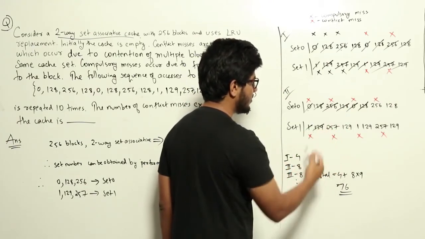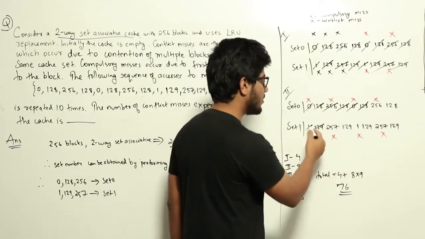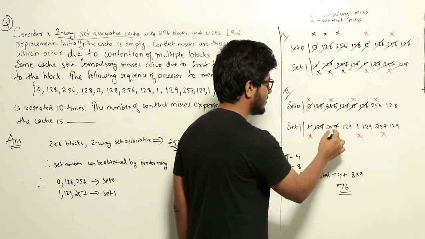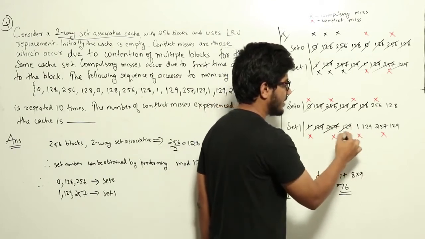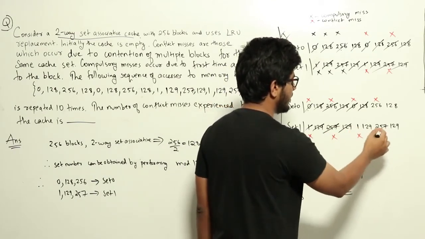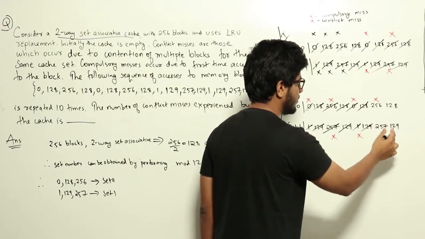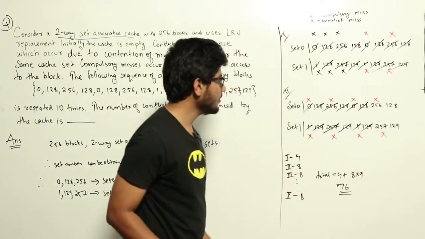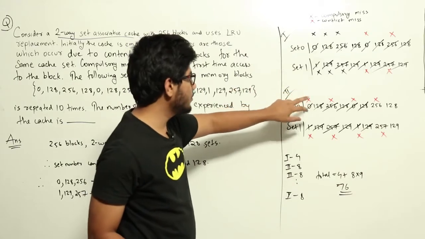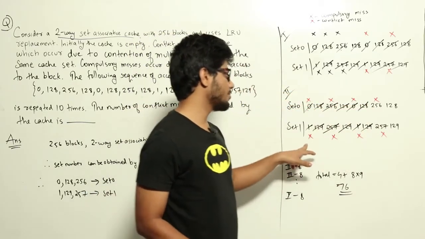129 is there in the cache, it is not a miss. Again 1, now 1 is gone from the cache, so this is a miss. 129 is there in the cache, it's fine. 257 is not there, so it's again another conflict miss. And 129 is there in the cache, so it is not a miss. So if you see, in iteration 2 we have 8 conflict misses.